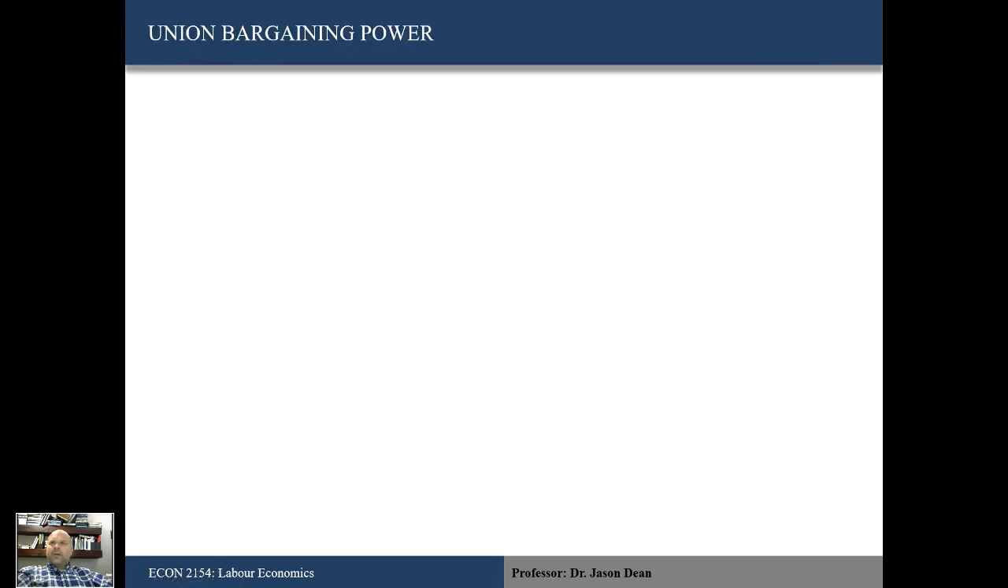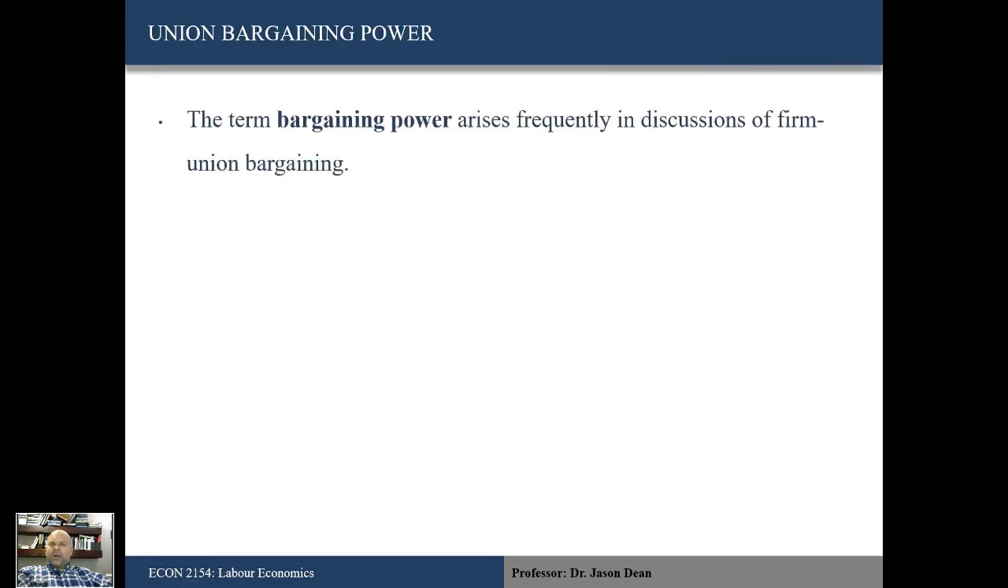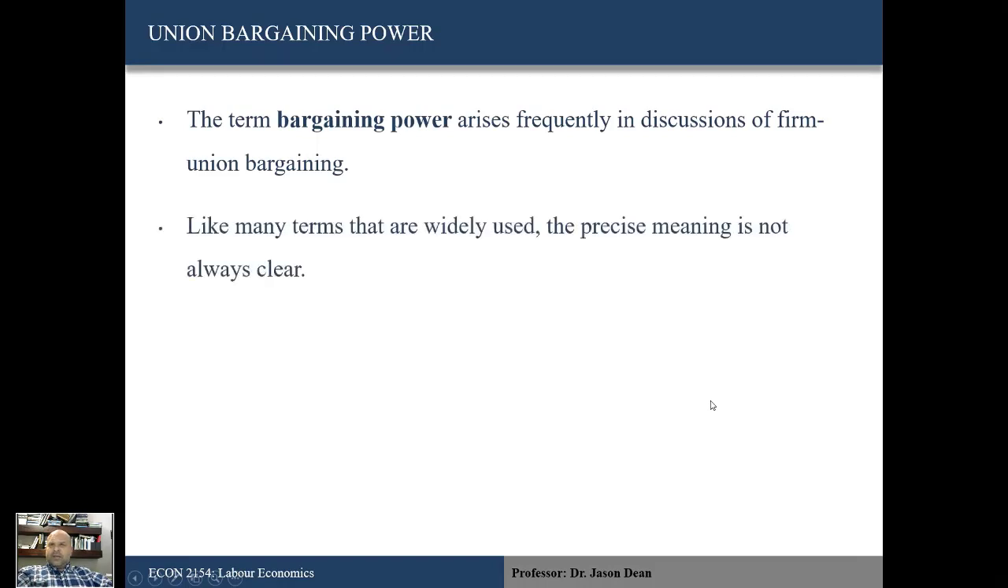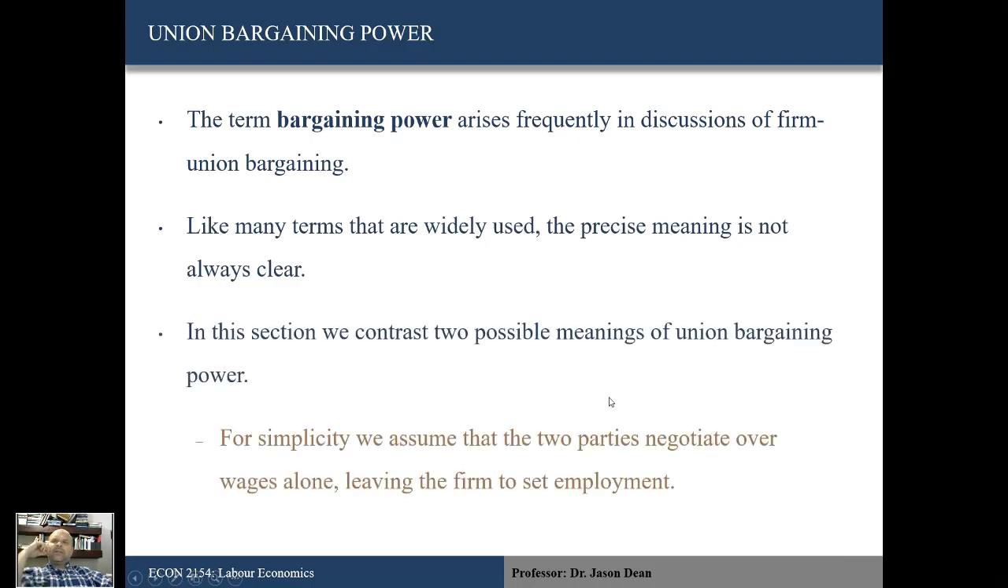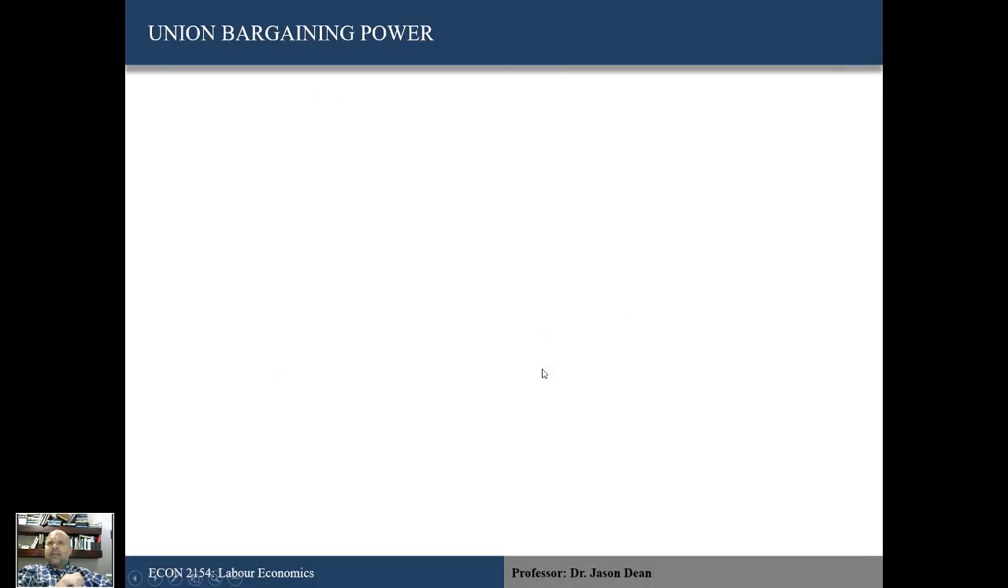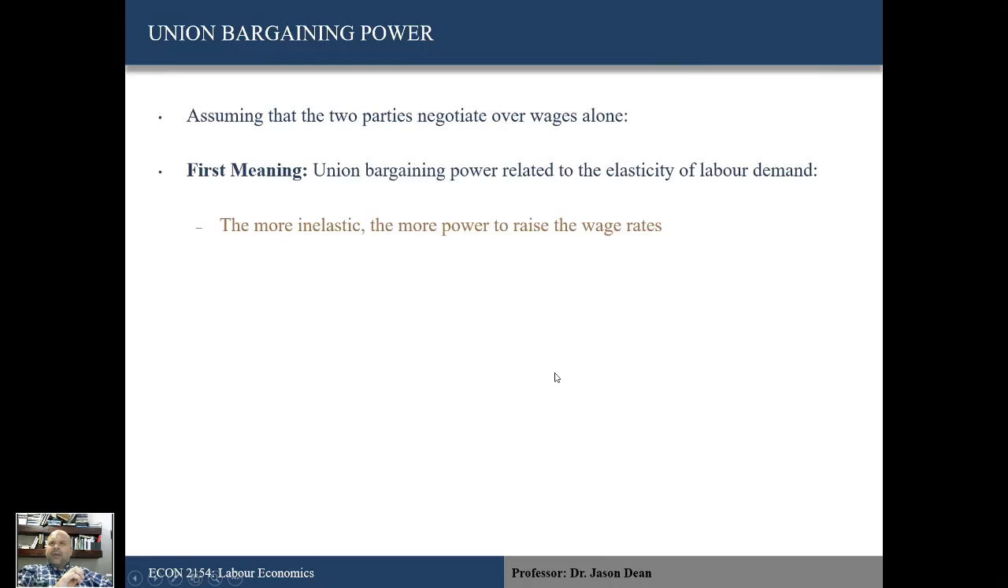Now let's just talk for a moment about union bargaining power. The term bargaining power arises frequently when we talk about unions and firm-union bargaining situations. Like many terms, it's used widely, but its precise meaning is not always clear. So in this section, we're going to look at two possible meanings of union bargaining power. For simplicity, we're going to assume that the two parties negotiate over wages alone, leaving the firm to set the employment level.